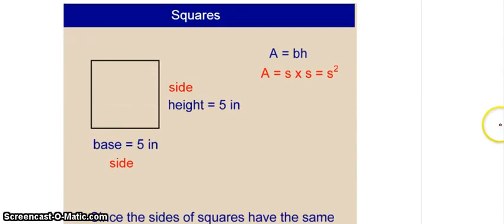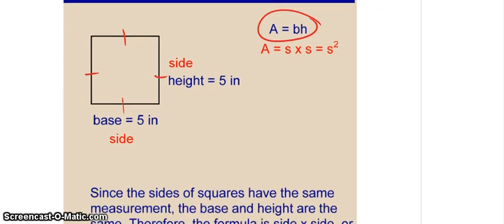With squares, our sides are all congruent. So again, you can use the formula area equals base times height, but since base and height are going to be the same, the formula that's used is area equals side squared. Again, you could use base times height and it would work.